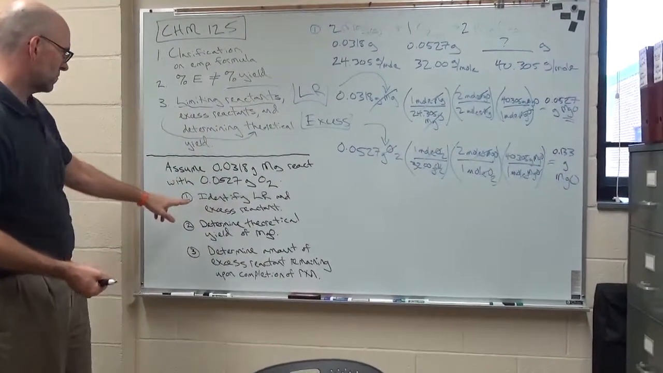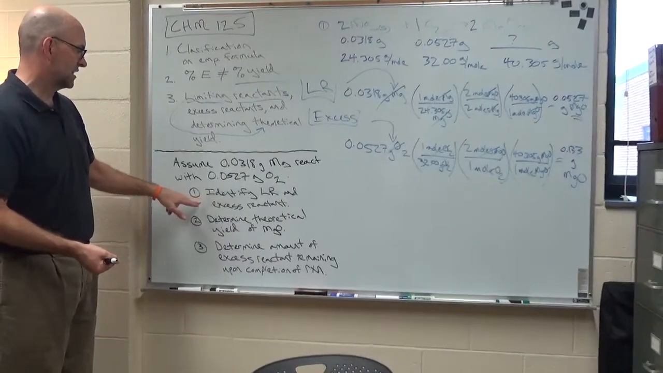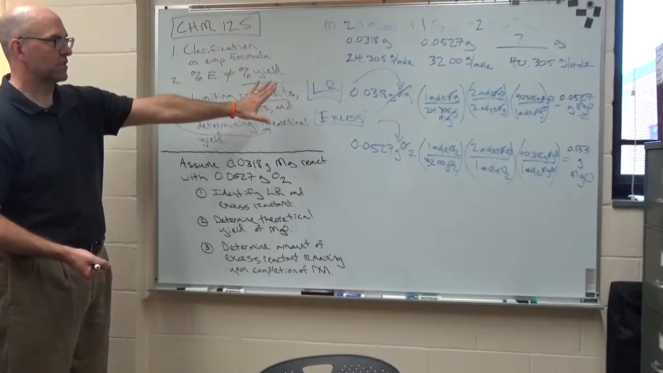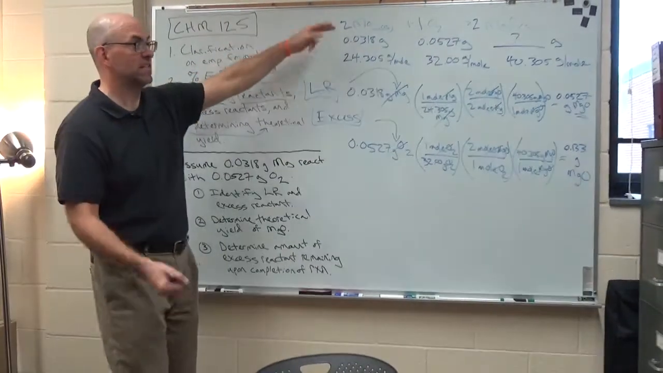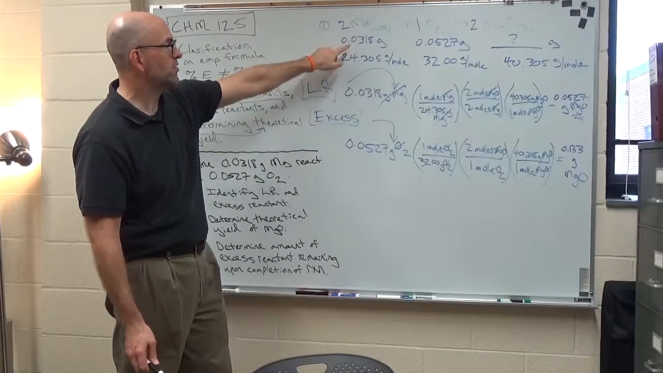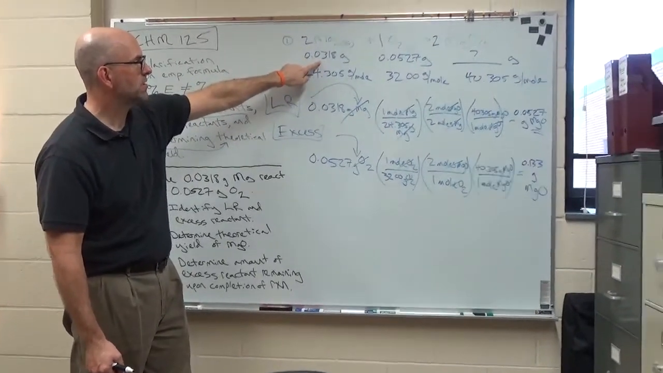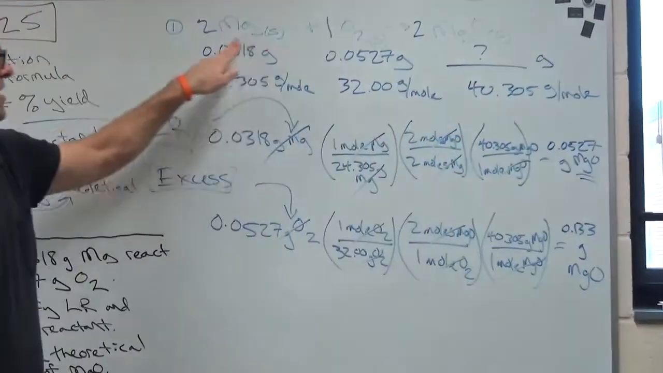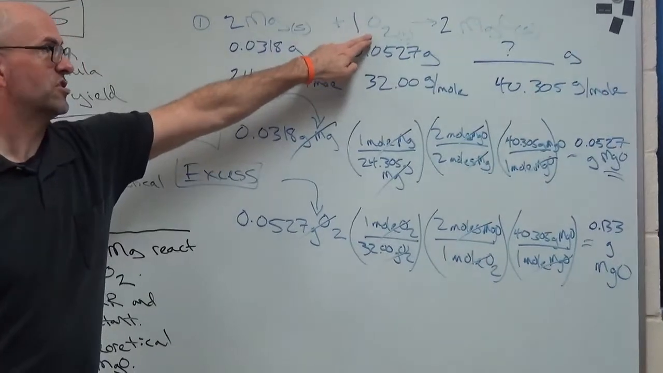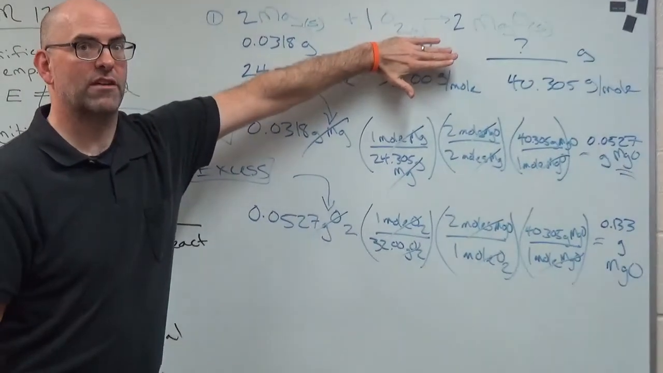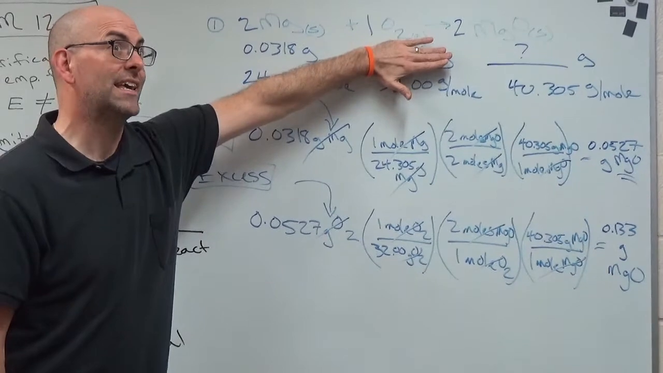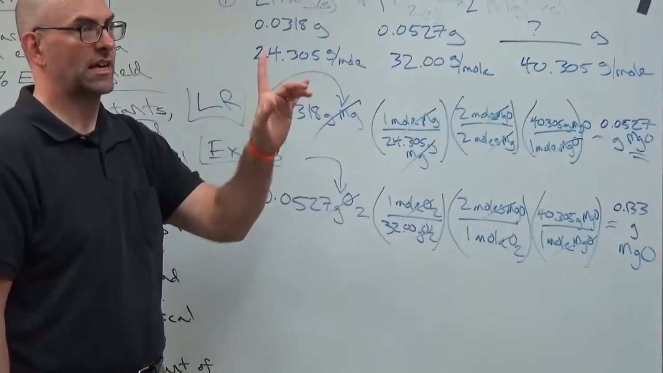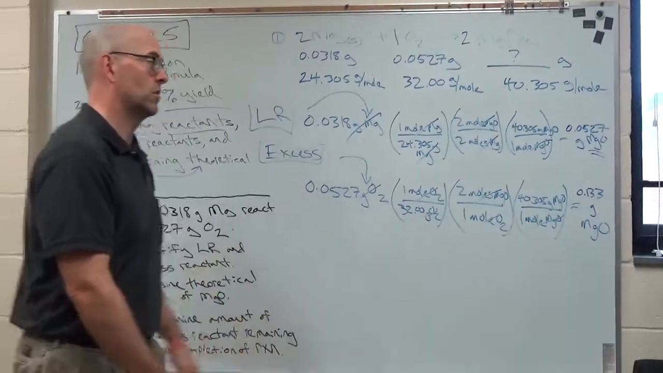Great. So you've identified which one's limiting. You've identified which one's excess. That is one way of doing it. If your lecture professor tells you a different way, I can tell you a different way if you want to. Another way to do it is to take the grams of magnesium and do the 3-step calculation and convert it into grams of oxygen, ignoring the amount of oxygen they have, and then compare how much oxygen you need to how much you have. That's another way of doing it. If you like that method, do it. I'm not going to show that method now. All right.